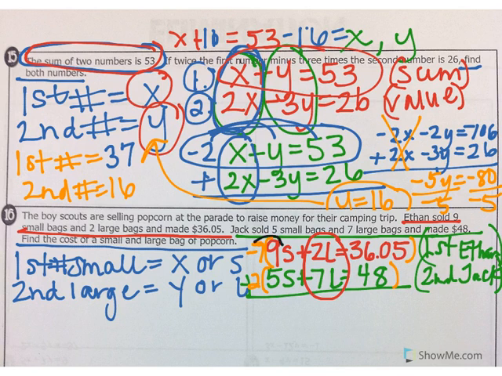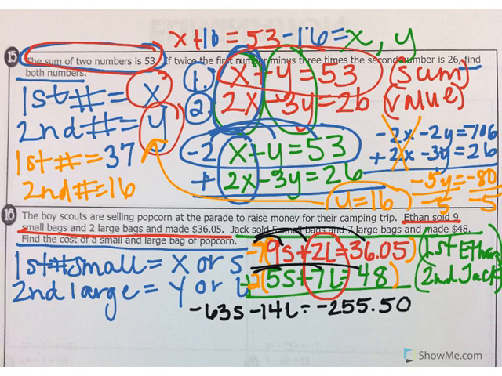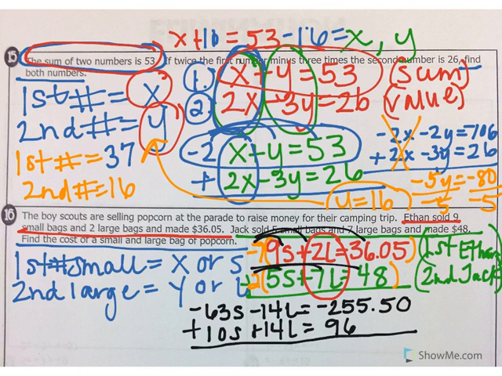Okay, so when you multiply, you're multiplying each of these. So the top should give you negative 7 times 9, which gives you negative 63S minus 14L equals negative 255.50. And then the bottom should give you 10S plus 14L equals 96. And you're going to add these. If you guys notice, you can cancel out the L's.